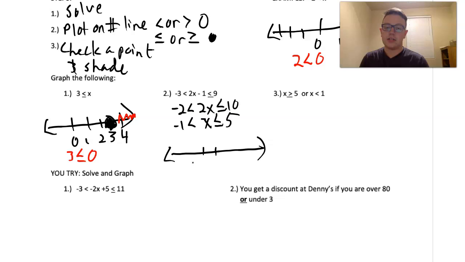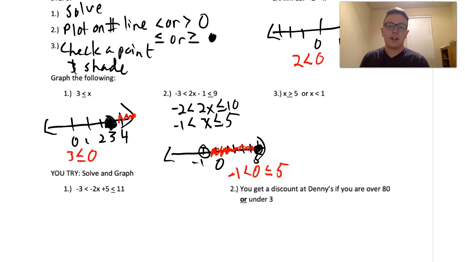We're going to start at 0. We're going to go down to negative 1, 2, 3, 4, 5. And we're going to put our points. For negative 1, we have an open dot because we have no shadow. For 5, we have a closed dot. And now let's test the point 0, see whether it works. Is negative 1 less than 0, but is 0 less than or equal to 5? That's true, meaning that we're going to shade inside these two dots.